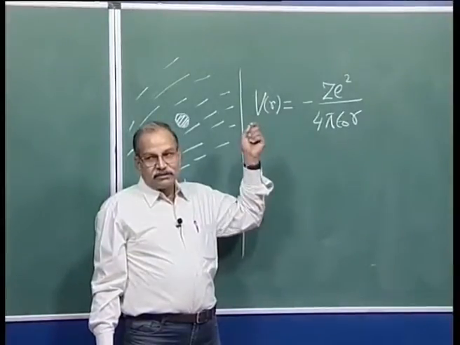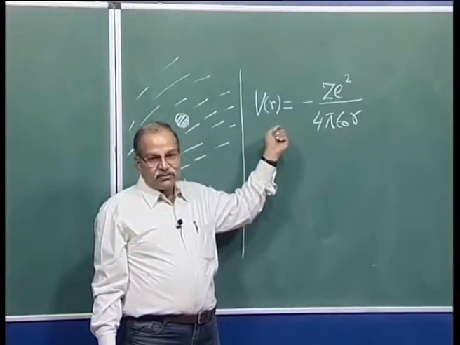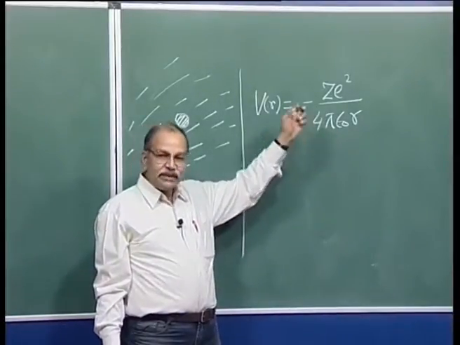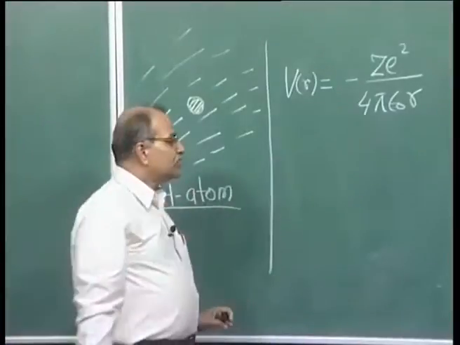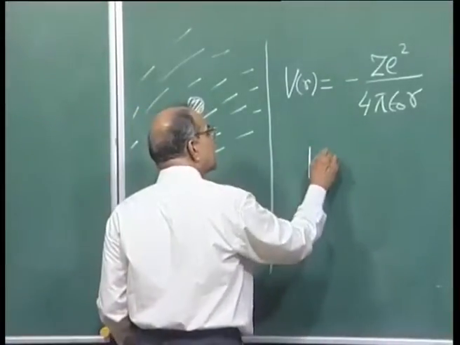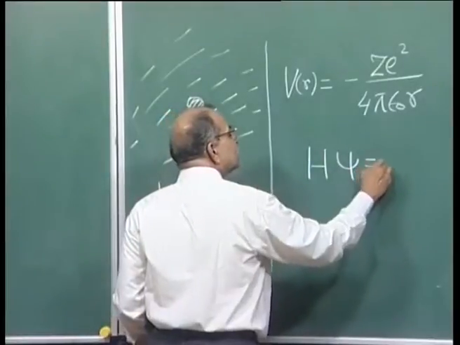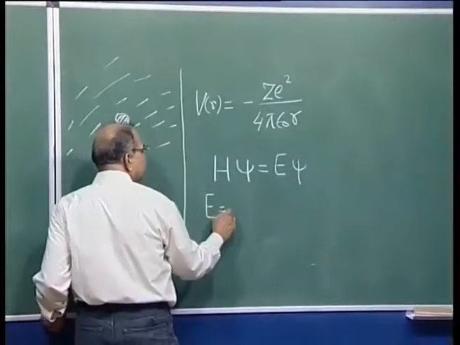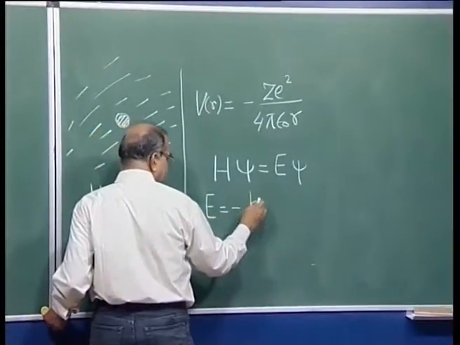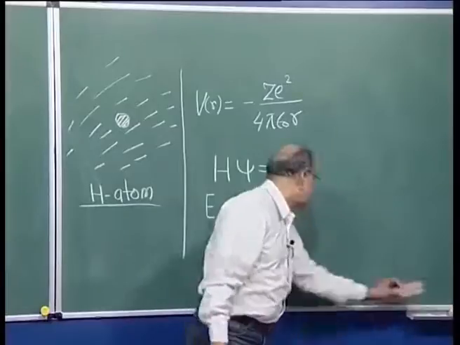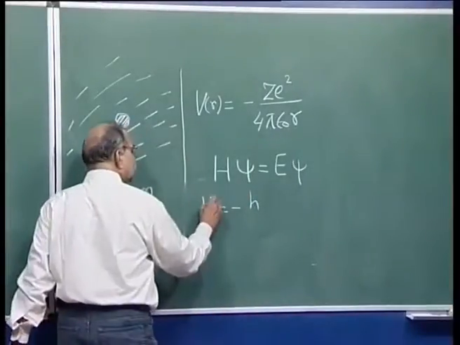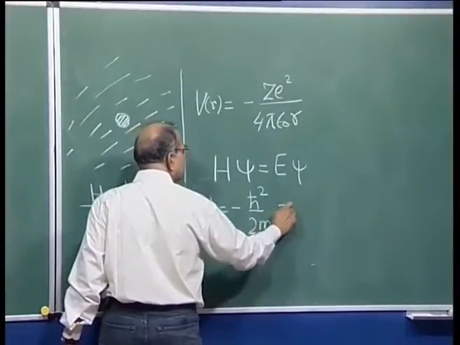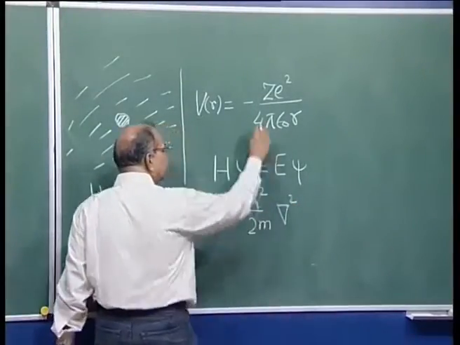So, the energy of the electron is what we are looking for. Potential energy will be this. With this potential energy, you will write the time independent Schrodinger equation H psi equal to E psi. This H will have a kinetic energy part. This is the Hamiltonian, which will be minus h cross squared by 2m, and then the potential energy part.